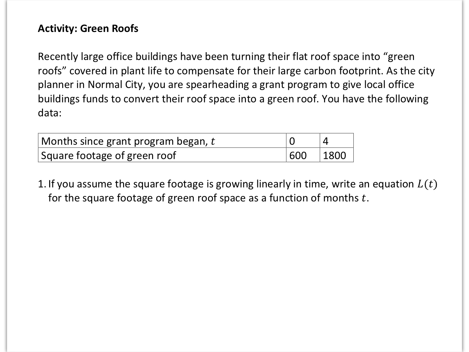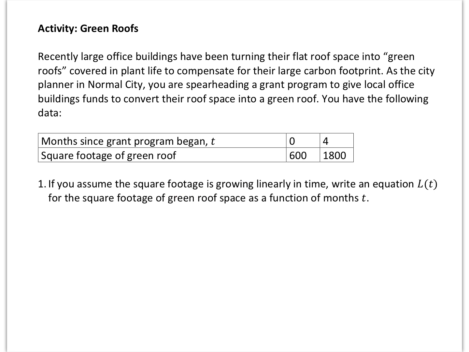Okay, activity, green roofs. Recently, large office buildings have been turning their flat roof space into green roofs covered in plant life to compensate for their large carbon footprint. As the city planner in Normal City, you are spearheading a grant program to give local office buildings funds to convert their roof space into a green roof. You have the following data. So if we measure months since the grant program began, we have data from 0 when the grant program began to 4 months after the grant program began. And at the beginning of the grant program, there were 600 square feet of green roof, and 4 months later, there are 1,800 square feet of green roof.